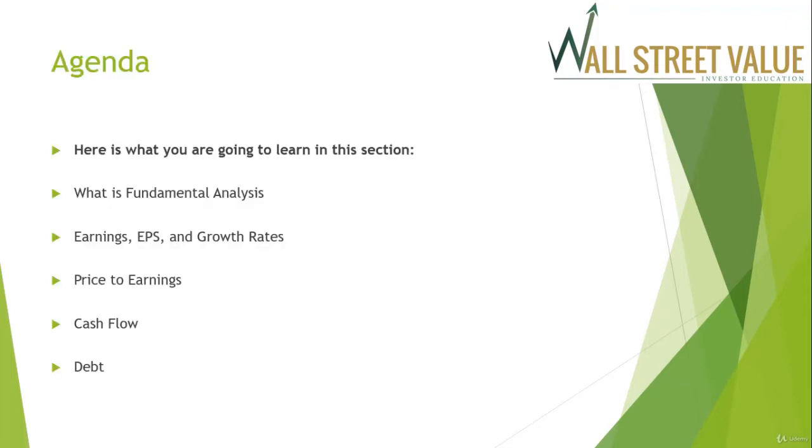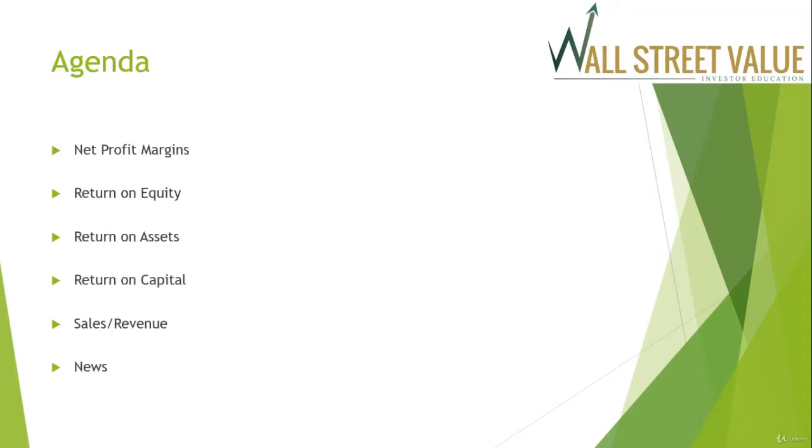What is fundamental analysis? What are earnings, earnings per share, and earnings per share growth rates? Then we're going to explain what the price to earnings ratio is. Then we're going to take a look at the company's cash flow and debt. Next, we're going to take a look at the company's net profit margins. Then we look at return on equity, return on assets, return on capital. I'm going to show you where to find the sales and revenue. And then we're going to read the news regarding any company we may potentially invest in.